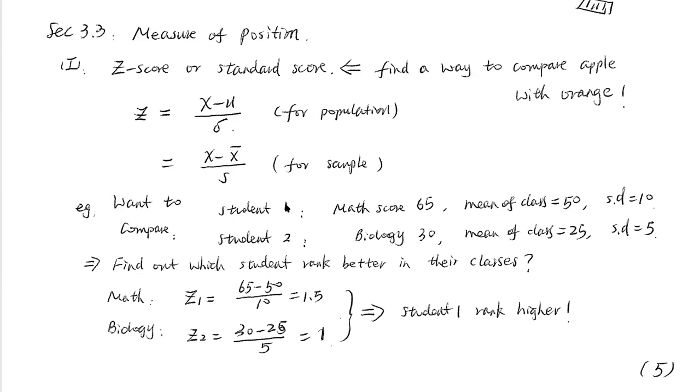If both students were in the same class, the math class, that's easy. But now they are in different environments, and that's actually what we see in reality. Usually people are in different environments, so how do you evaluate them, how do you rank them? Different environment, but you still want to compare.